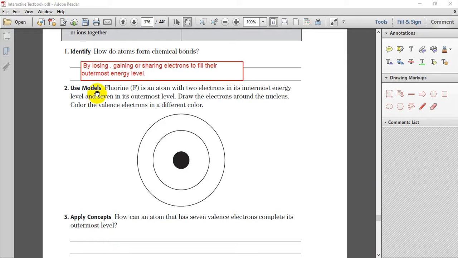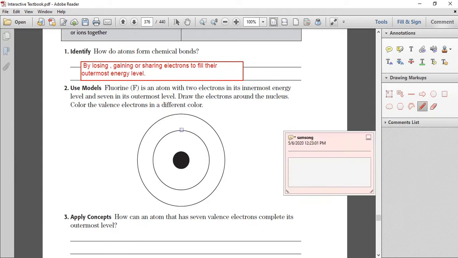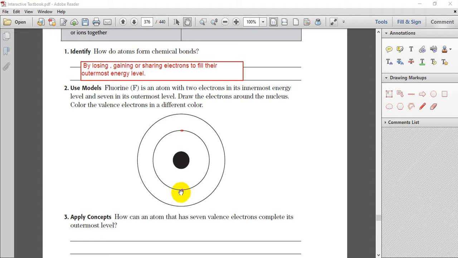In the next question, use models. Fluorine, F, is an atom with 2 electrons in its innermost energy level, and 7 in its outermost energy level. Draw electrons around the nucleus. Color the valency in different colors. So let's start. First, in the first energy level, we will draw 2 electrons, and when we draw electrons, we put them on different sides. We don't put them together. We put one on this side and one on the other side. For the second energy level, we will put the electrons, one on this side and one on this side.